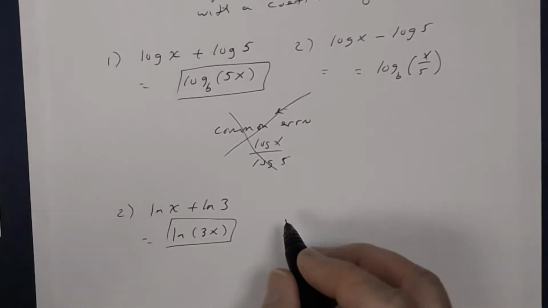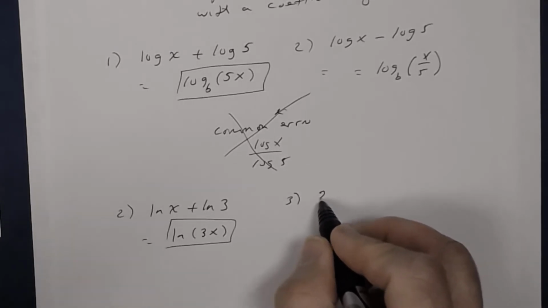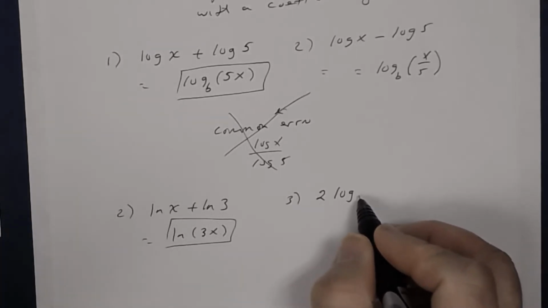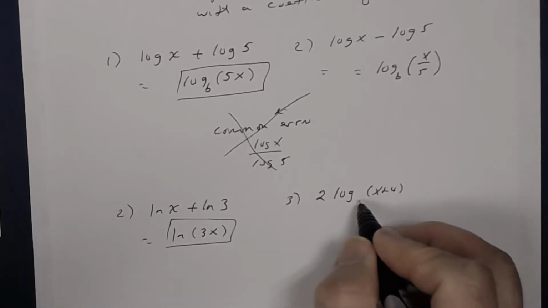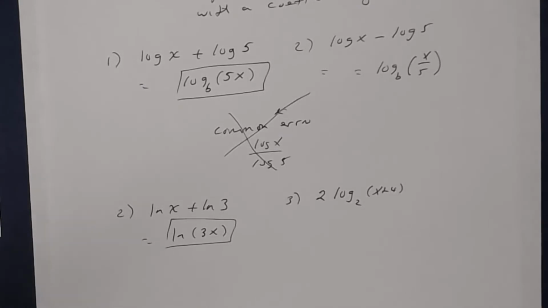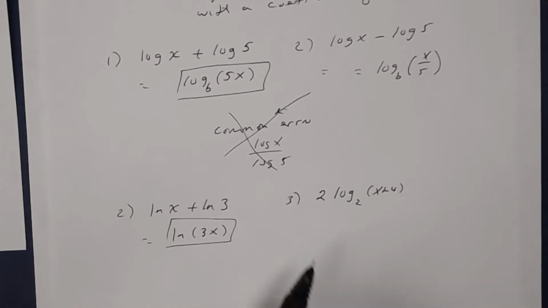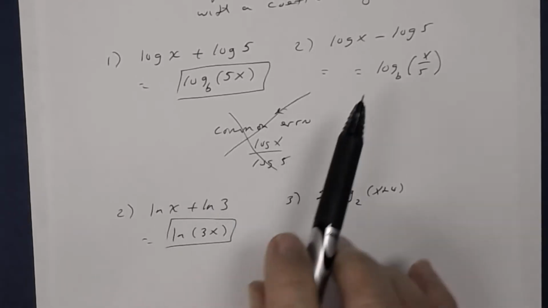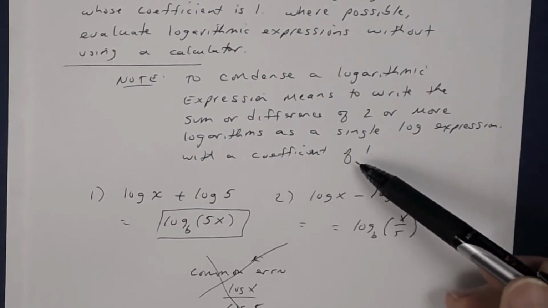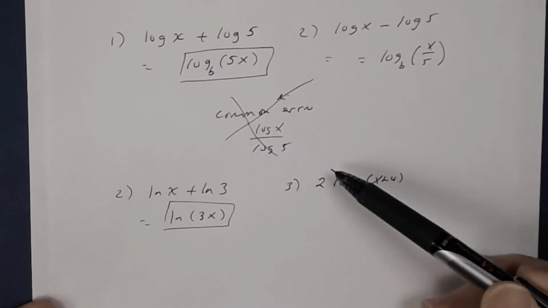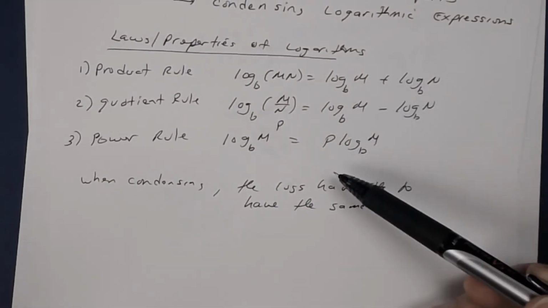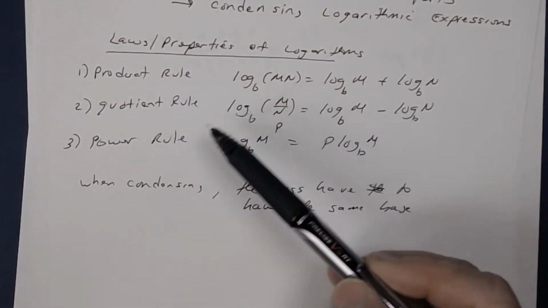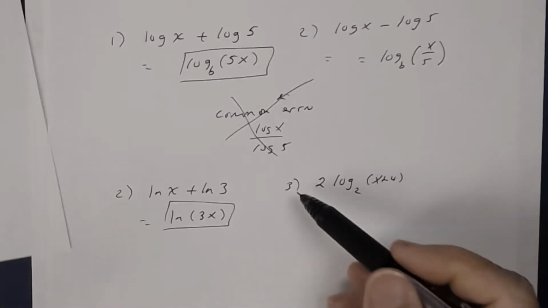All right. Let's see, what about this? Number 3. What about if you had 2 times the log of x plus 4 base 2? All right, so remember, whenever you condense, you always want to make sure you have a coefficient of 1 in front of the log. I don't have that, I have a 2. But what am I going to use? If I look at these 3 rules, what does that look like? Is it a product rule, a quotient rule, or a power rule? It's a power rule, right?